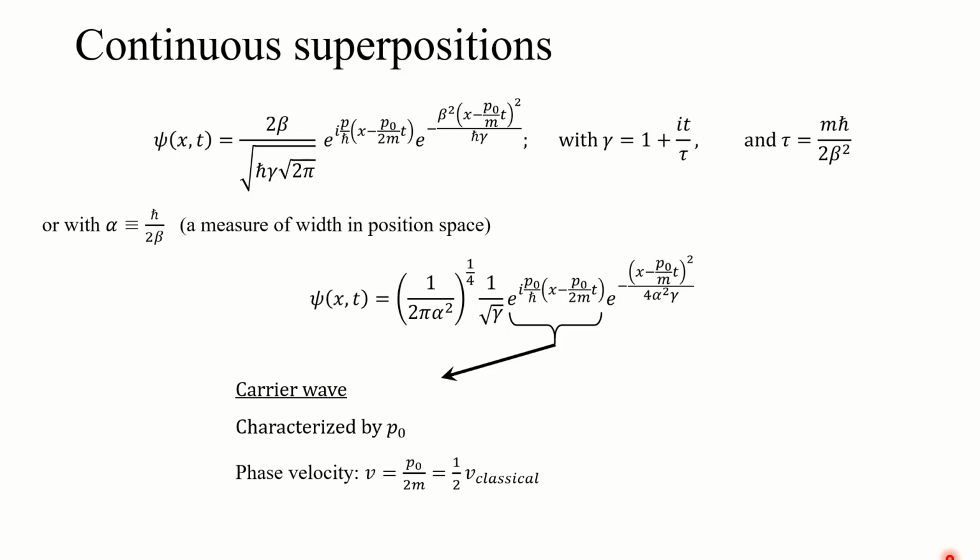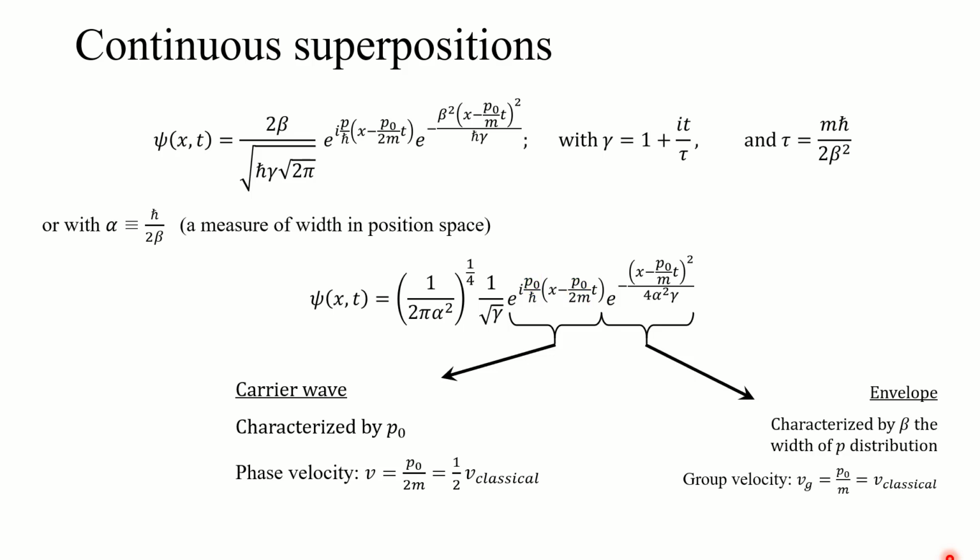And again, it has two parts. It has this carrier wave part that is characterized by this momentum p naught and has a phase velocity of p naught over 2m, which is half the classical velocity we would expect. And we have the envelope that is characterized by the width of our probability distribution, the width of our distribution in momentum space, beta.